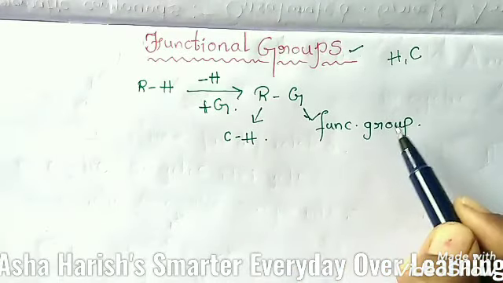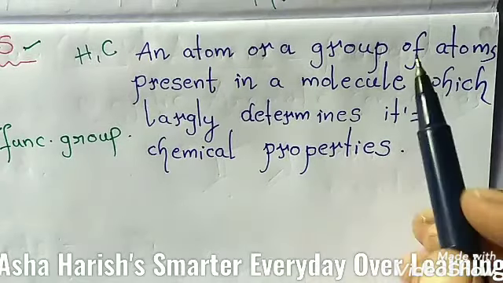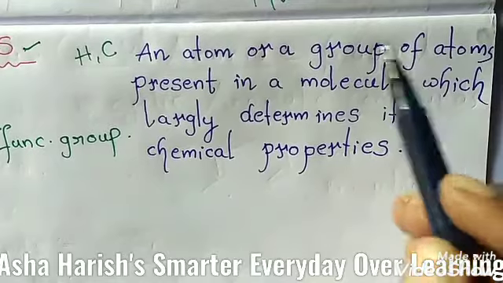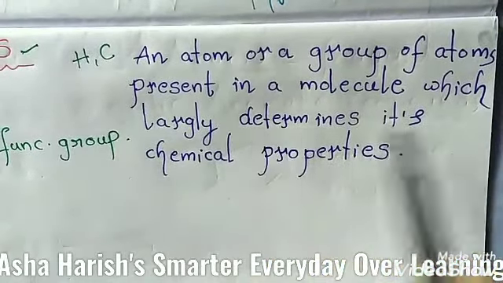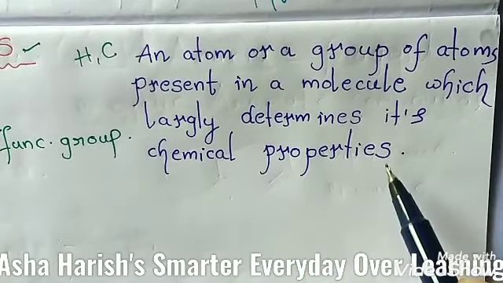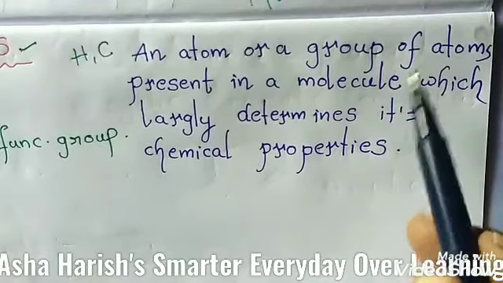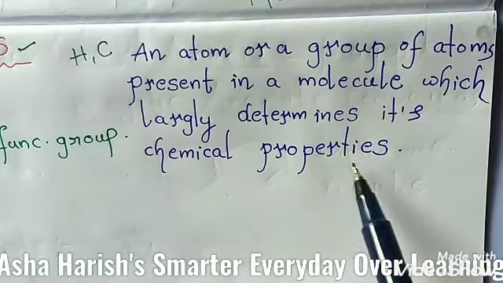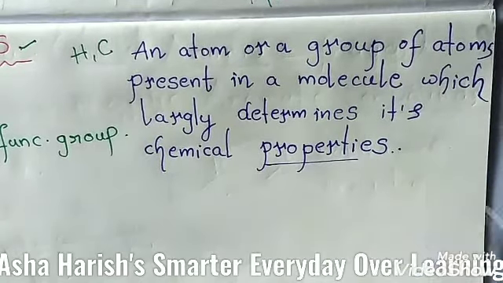Thus you can see the definition of the functional group. A functional group may be defined as an atom or a group of atoms present in a molecule which largely determines its chemical properties. That is the functional group, which determines the chemical properties of the organic molecule.